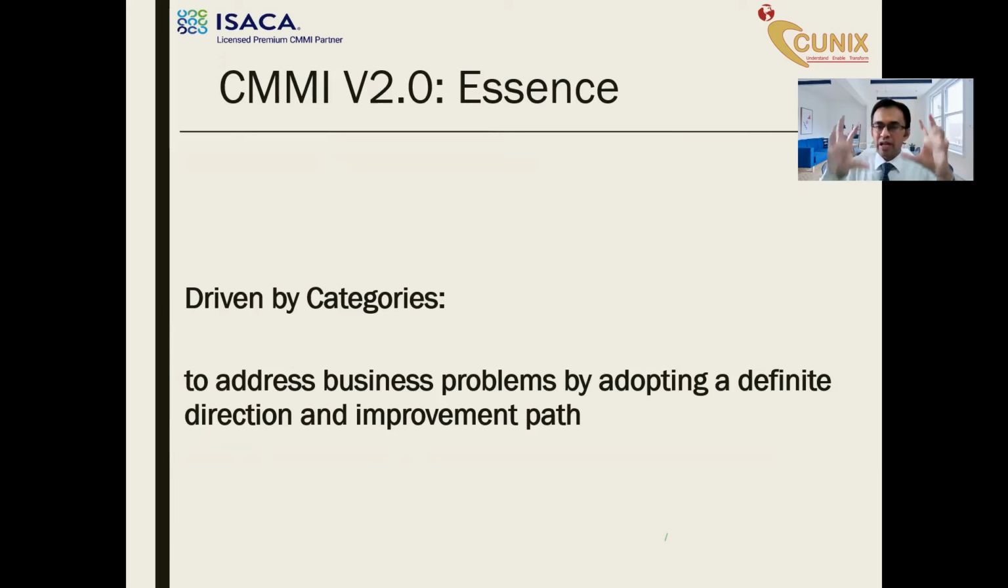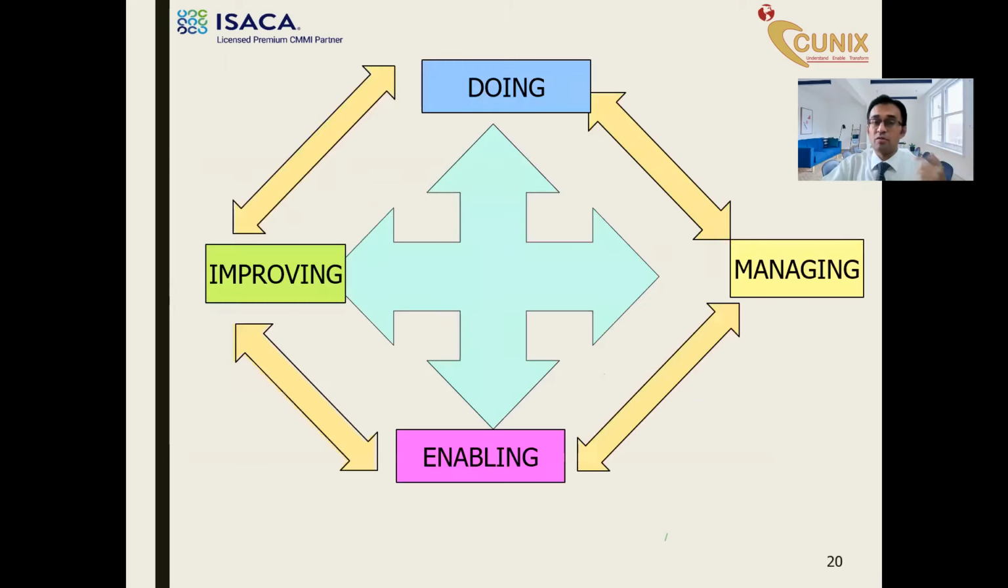Now, there are 4 types of capabilities that can be considered whenever I want to address any business problem. And those 4 categories are doing, managing, enabling, and improving. So 4 categories. Looks like PDCA, maybe, right? Plan, do, check, act, something similar to that. So each of these categories requires some capability.